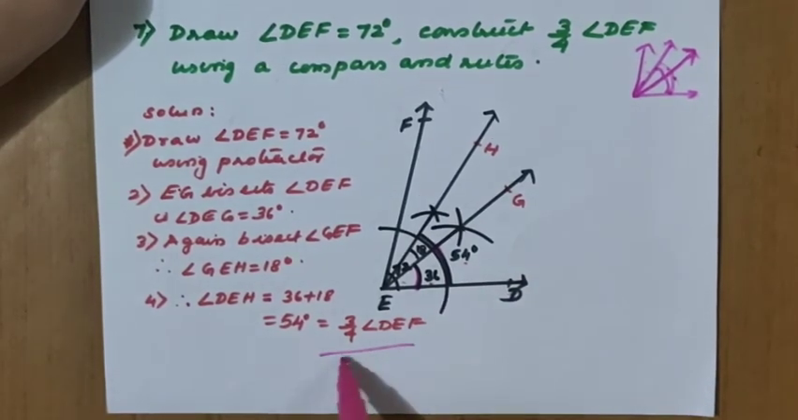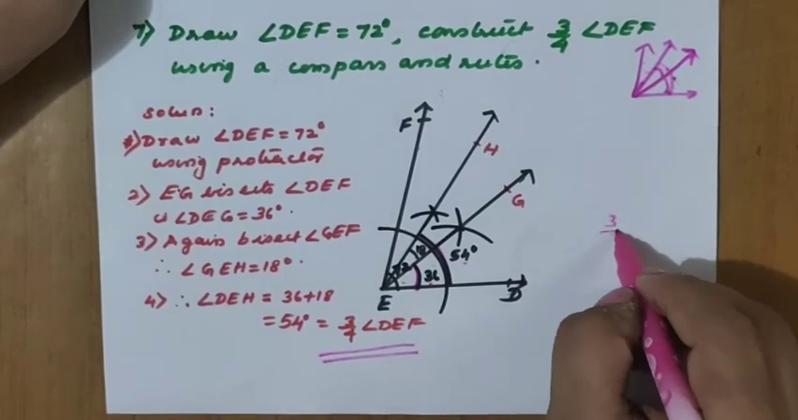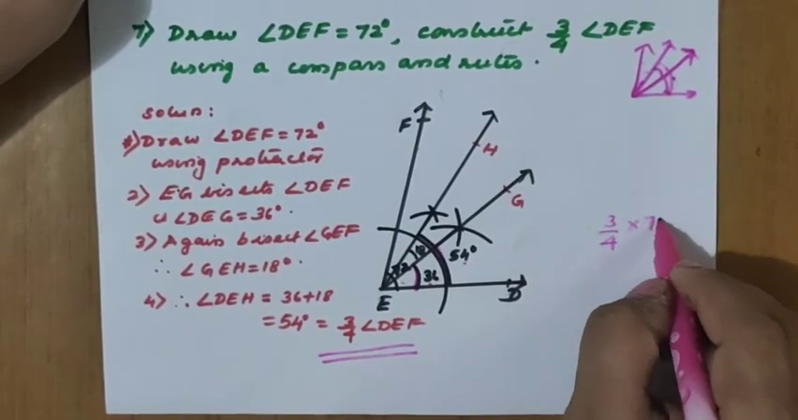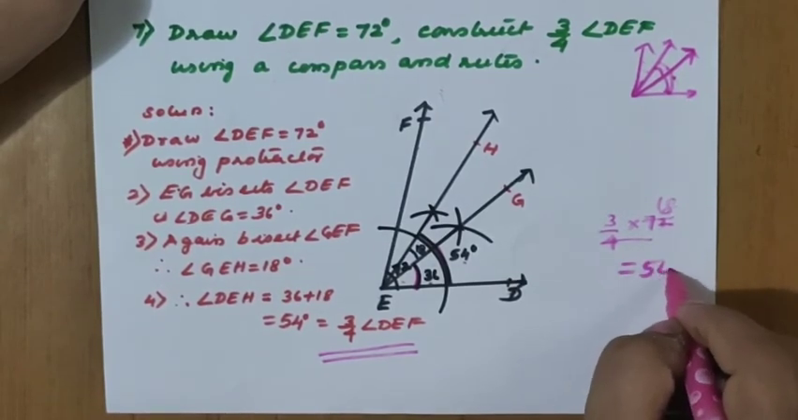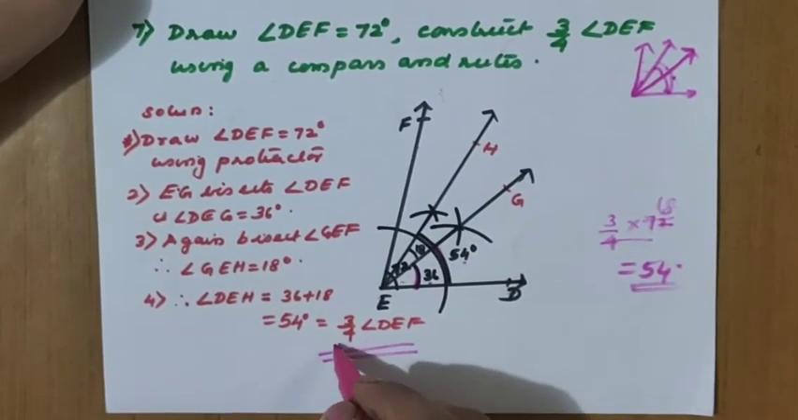So 3/4 of DEF means 3/4 into 72, right? 3/4 into 72. So it is 18 only. 18 3s are 54 degrees. So we got 54 degrees now.